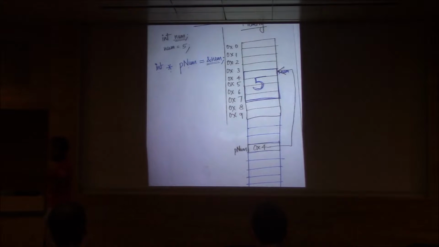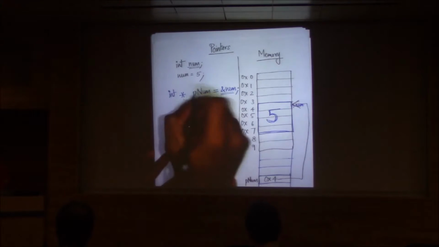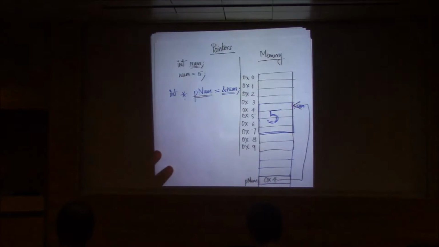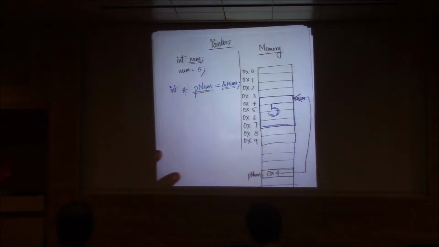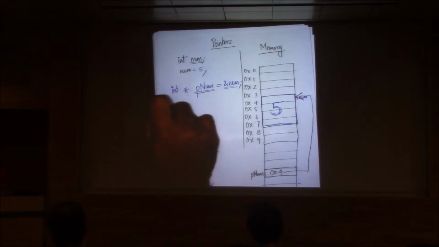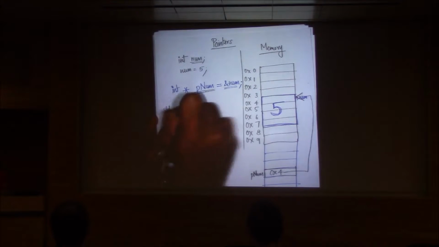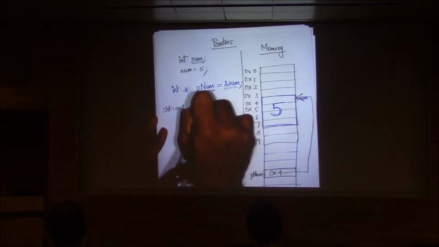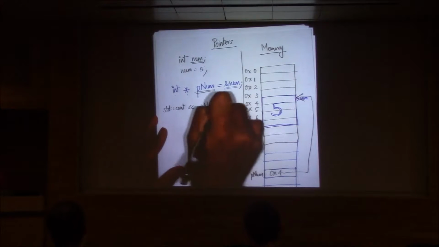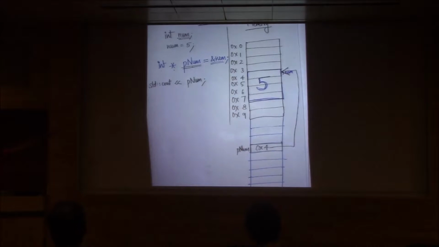We are pointing from this pnum variable to the variable num. What do we mean by pointing? With this pnum variable, we are able to access the num variable. How can we do that? If you say std cout pnum, can someone say what will be printed here? For this example, if you try printing pnum, it will be 0x4, the hexadecimal value of this address.